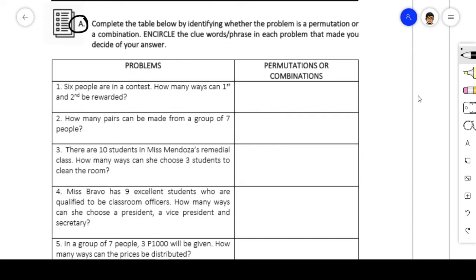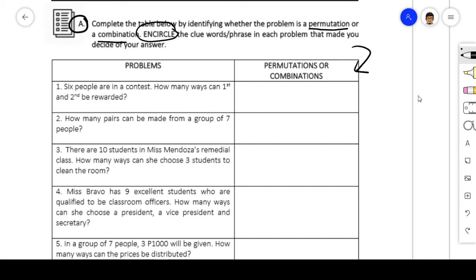Complete the table below by identifying whether the problem is a permutation or a combination, and circle the clue words or the phrase in each problem that made you decide on your answer. Again, you have to complete the table. Here's the table, identifying whether the problem is a permutation or a combination. And then after that, encircle the clue words or phrase in each problem that made you decide on your answer.